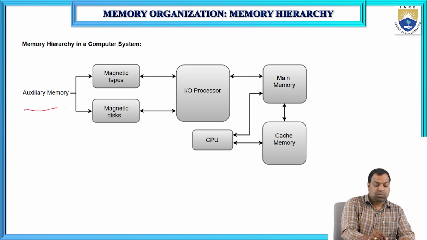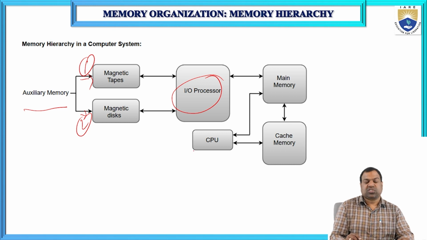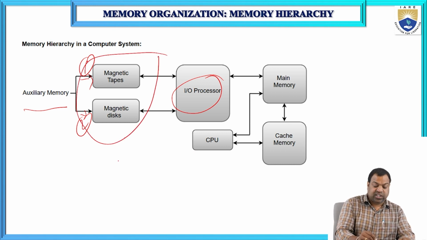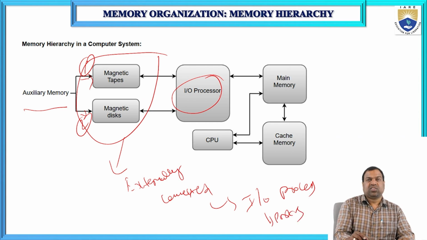So what is the auxiliary memory? Here I am taking two types of auxiliary memory. The first one is magnetic tape. The second one is magnetic disk. These magnetic tape and magnetic disk are connected to the input output processor. Why? Because these are externally connected to the CPU, so that is the reason we call these the input output ports.